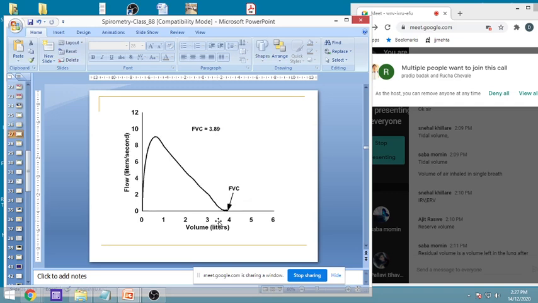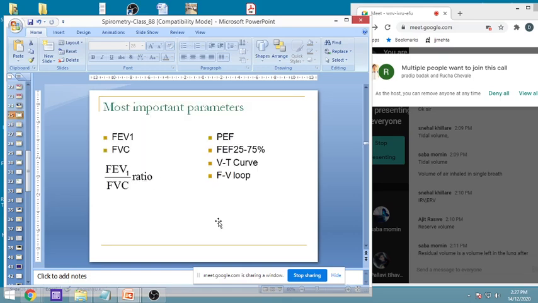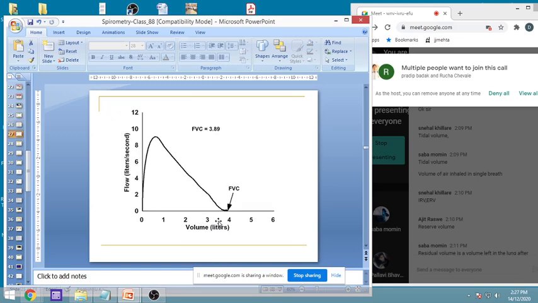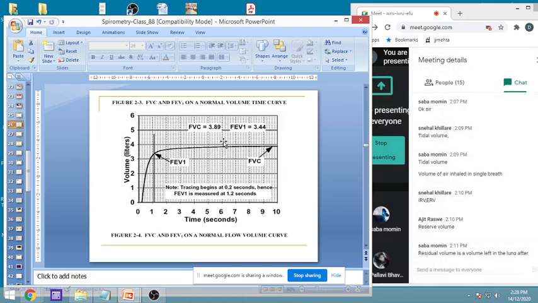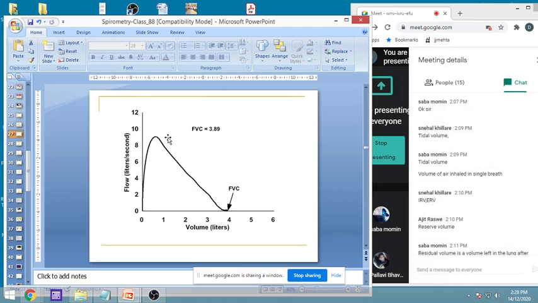Now another graph. I told you about the FV graph, isn't it? Just now we have seen the FV loop. So let us see what the FV loop is. That is flow, liters per second. At what flow the air is coming into the machine is measured, and how much volume has come out. These two things are there, and here we found that FEV1 was 3.8 from the same person. Again here it was 3.89, and this curve has shown what the flow rate is.